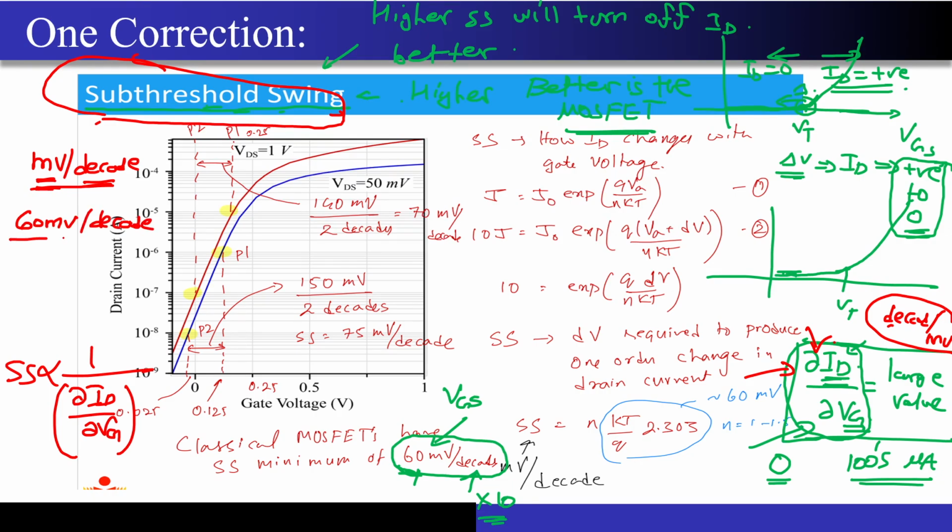The only meaning of this value is that if I change my gate voltage by 60 millivolt, there will be a 10x drop in the current. So if my MOSFET was on and I was getting a current of, let's say, 1 microampere, then if I move my gate voltage 60 millivolts below the threshold voltage, I will be getting 100 nanoamperes of current. So just a 10 times reduction. Please make this correction or else you will get all your answers wrong.